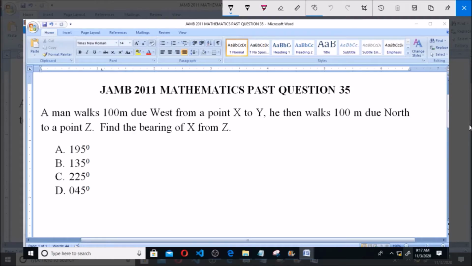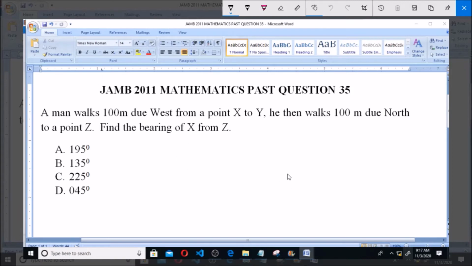I'll be answering JAMB 2011 Mathematics Past Question 35. A man walks 100 meter due west from a point X to Y. He then walks 100 meter due north to a point Z. Find the bearing of X from Z. A 195 degree, B 135 degree, C 225 degree, and D 045 degree.